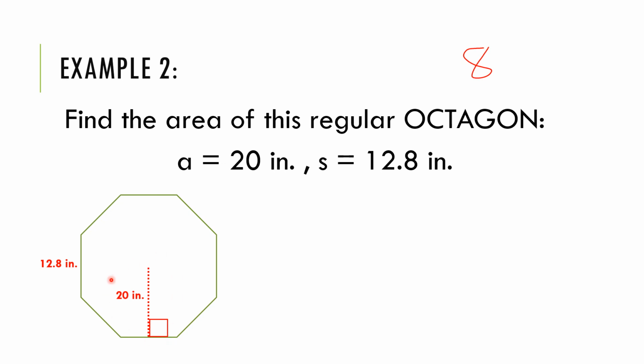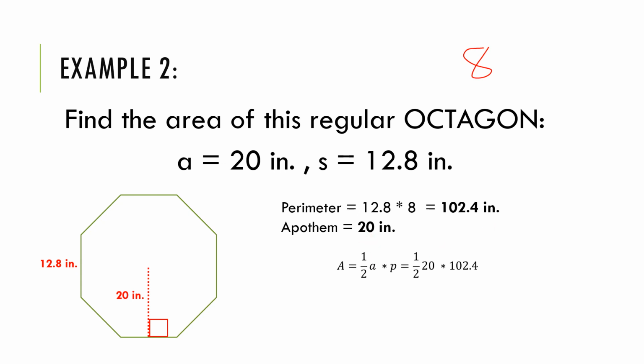So we know the apothem. We don't yet know the perimeter, but since there are 8 sides, we can find it quickly. I took my side length, which is 12.8. That little s, by the way, means side length, if you see that on your homework. I multiplied it by 8 sides, and that gives me a perimeter of 102.4 inches. My apothem we already knew was 20 inches, and now I just plug it into my formula, 1/2 apothem times perimeter. So 1/2 times 20 times 102.4. Half of 20 is 10, then multiply, and I get 1,024 inches squared.